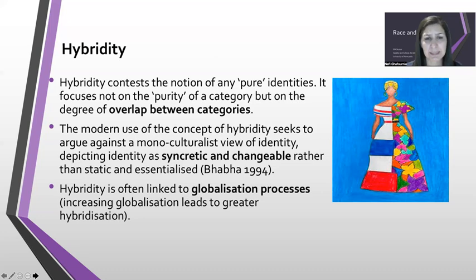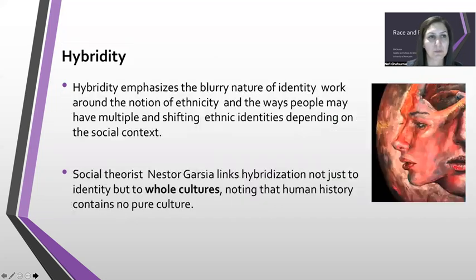And hybridity is often linked to the globalization process that we talked about in the last lectures. Increasing globalization leads to greater hybridization. So we can see that the more globalized the world around us is, and the more interconnectedness there is between cultures and all of those aspects of social lives, the more hybridity we see among cultures and societies. Hybridity emphasizes the blurry nature of identity work around the notion of ethnicity and the way people may have multiple and shifting ethnic identities depending on the social context. So their identity is based on the social context that they are living in.